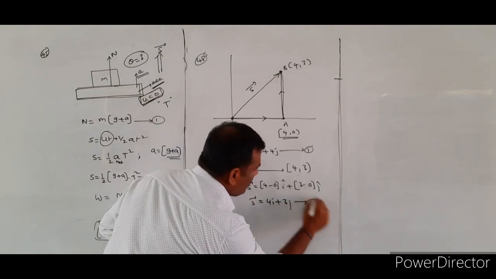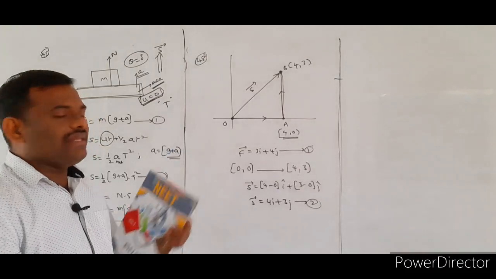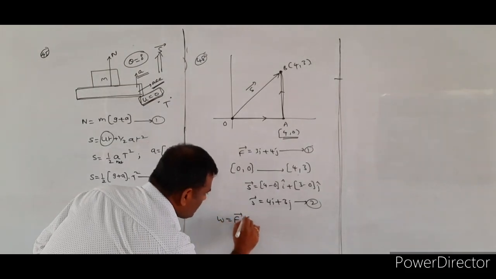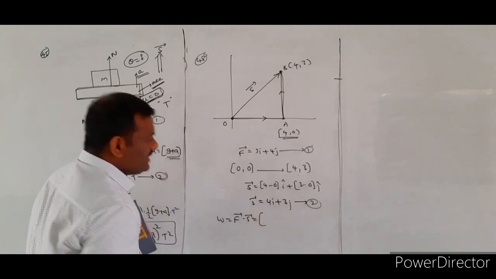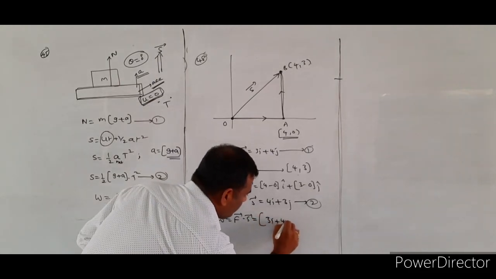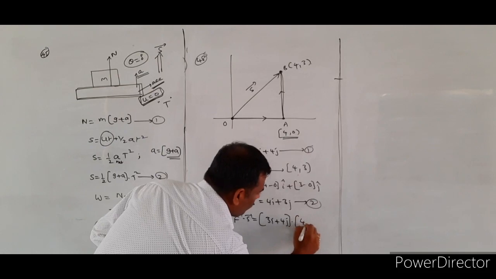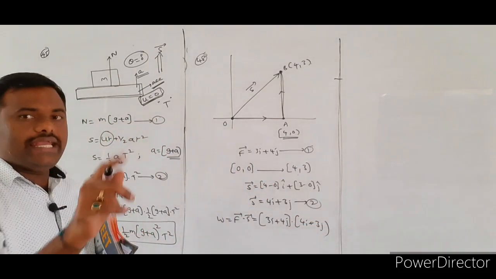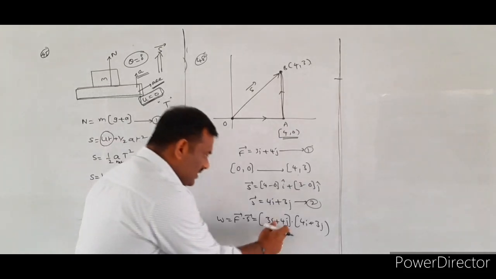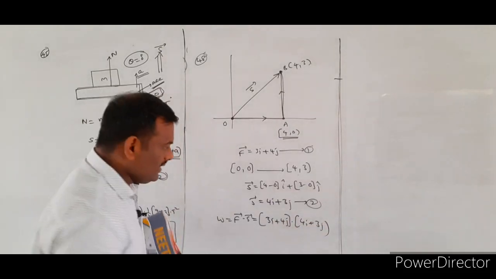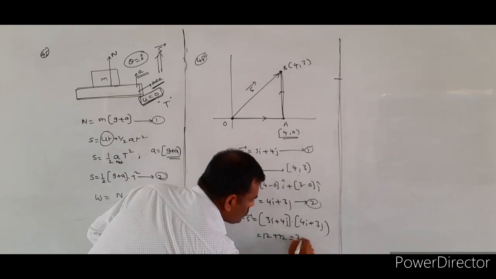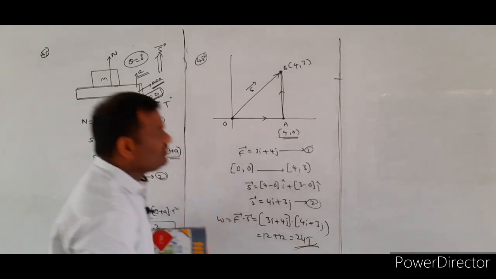Displacement vector is equal to 4i plus 3j. Simply they are asking the work done. Work done is equal to F bar dot S bar. F bar is equal to 3i plus 4j, dot 4i plus 3j. So as already told, only i components we have to multiply, and j components only we have to multiply. 3 fours are 12, plus 4 threes are 12. So that is equal to 24 joules.